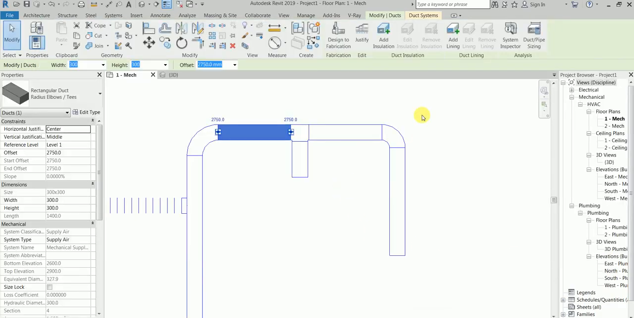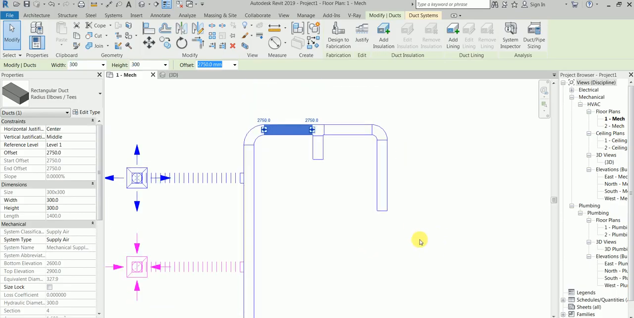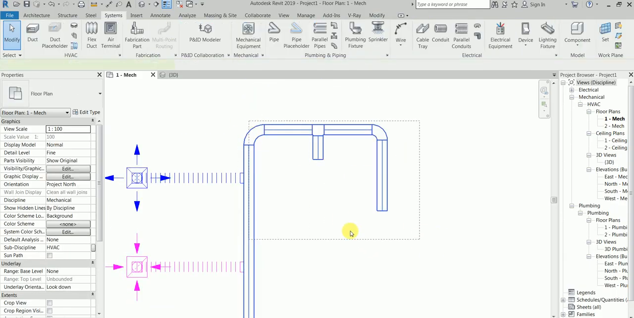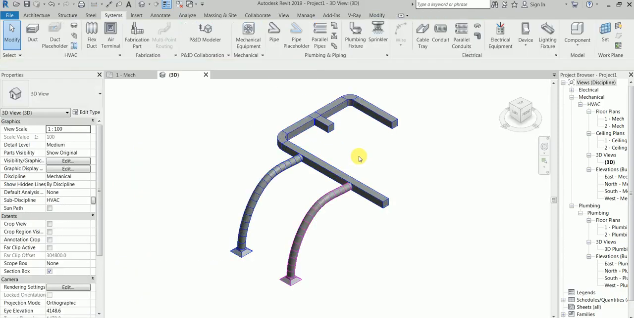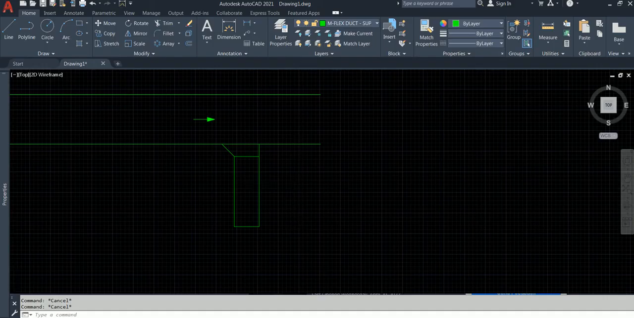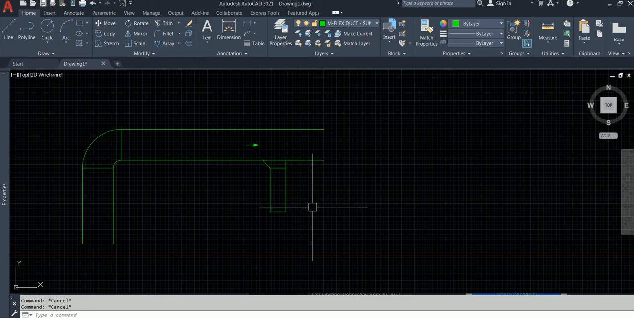Anyway, I hope you enjoyed today's class. My aim was to show you in AutoCAD, and to show you in 3D how it works. Anyway, I hope you enjoyed today's class.